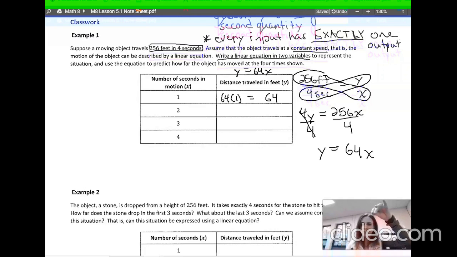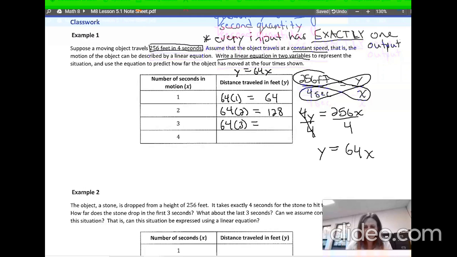Okay, this is what I mean by this input, right? I'm inputting these numbers in. I'm inputting a 2 now. So I'm going to go 64 times 2, and I do that multiplication, I get 128. So if I input a 2 into our function right here, my output is 128. And likewise for these.